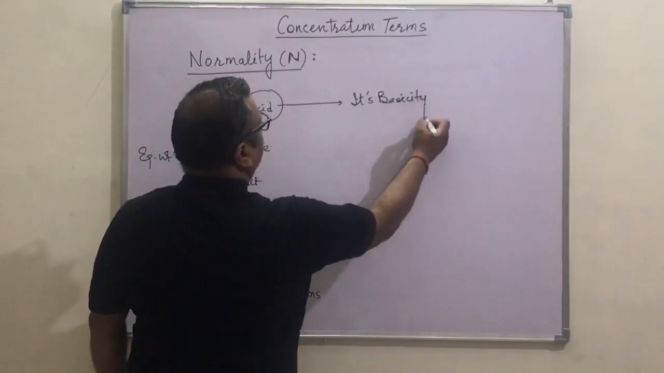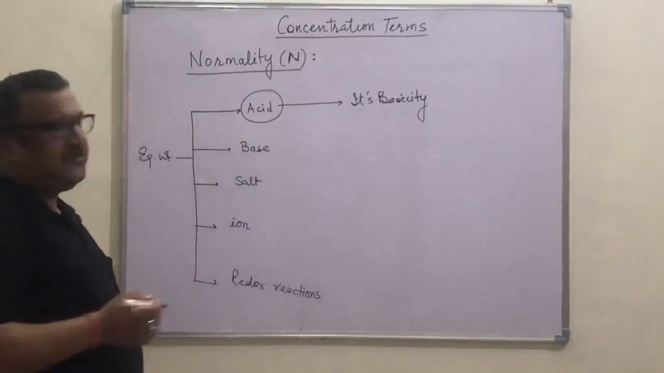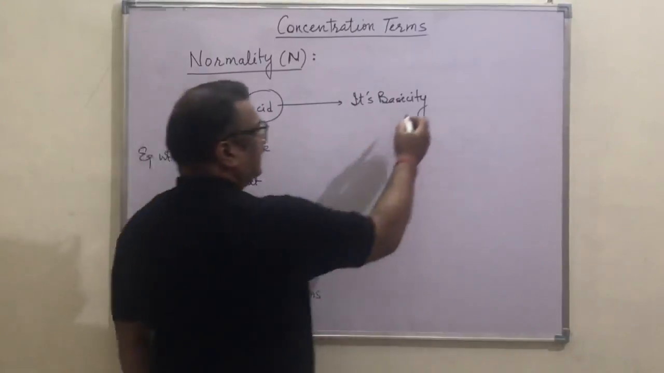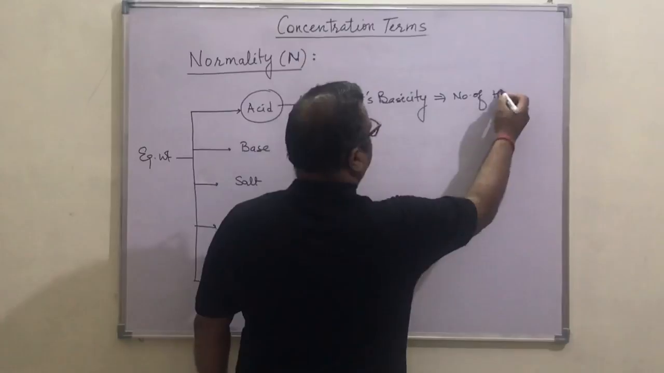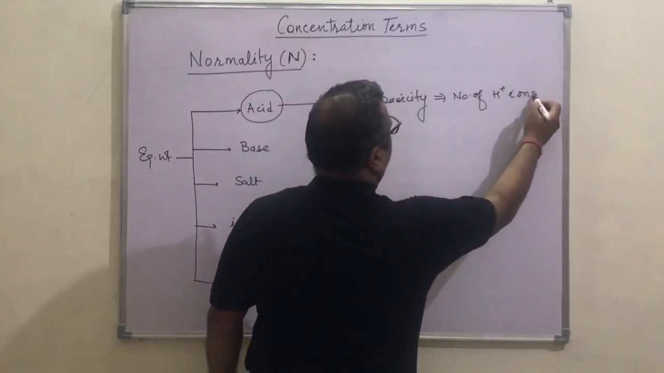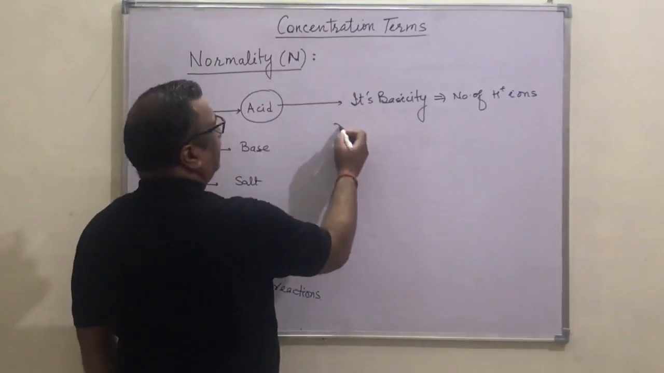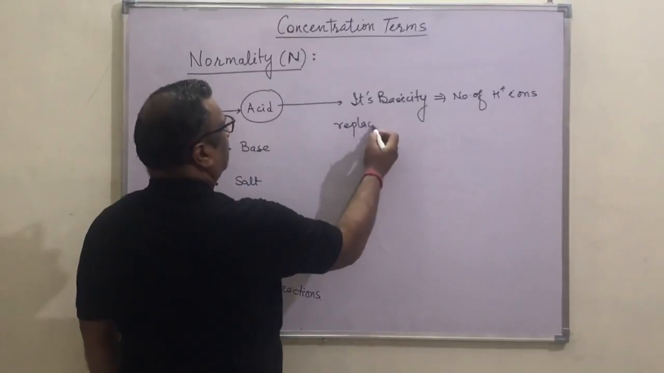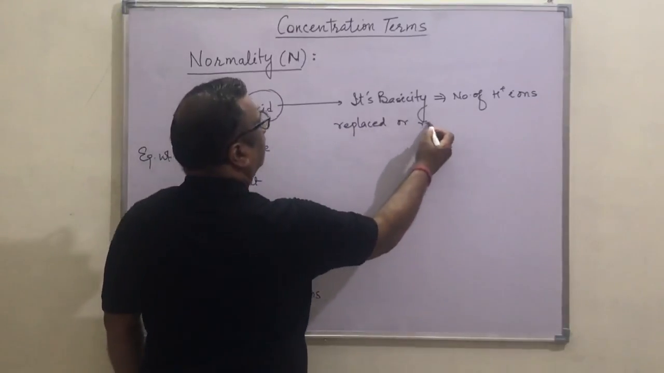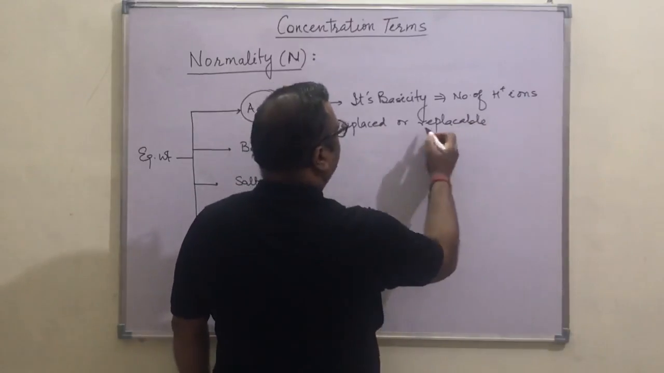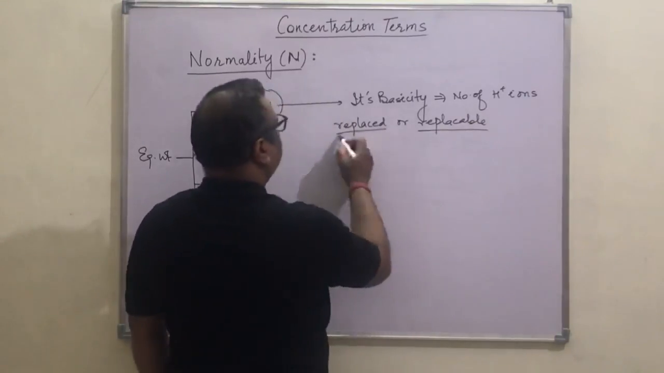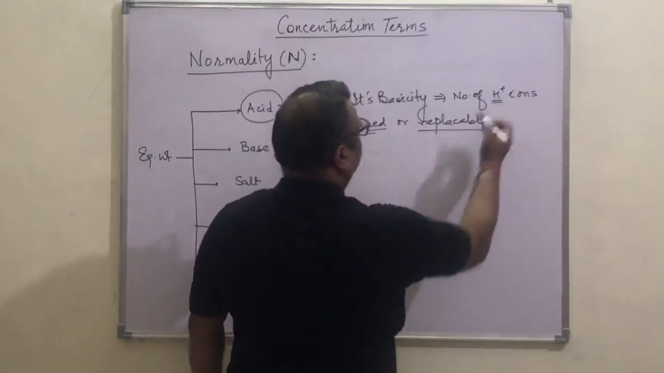Basicity of acid. And we know that basicity of acid is the number of H plus ions replaced and replaceable. यहाँ पे हमने दो बातें लिखी हैं, रिप्लेस्ड और रिप्लेसेबल, दो बातें हैं.